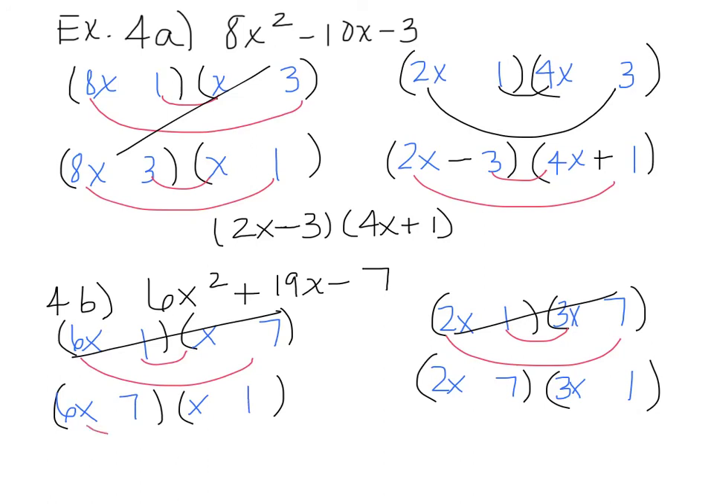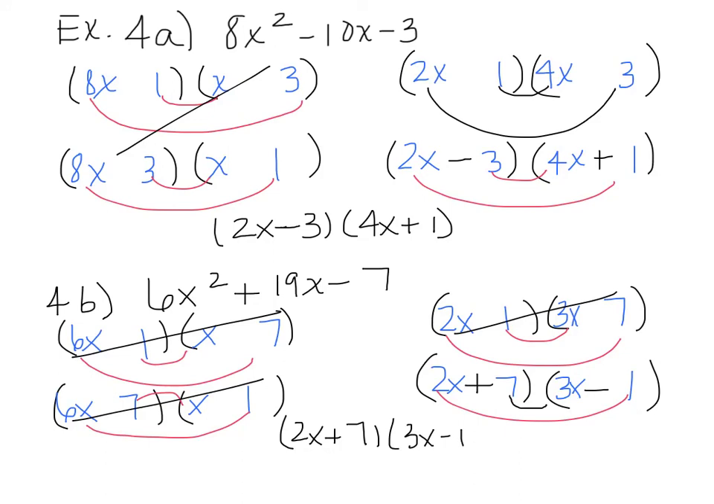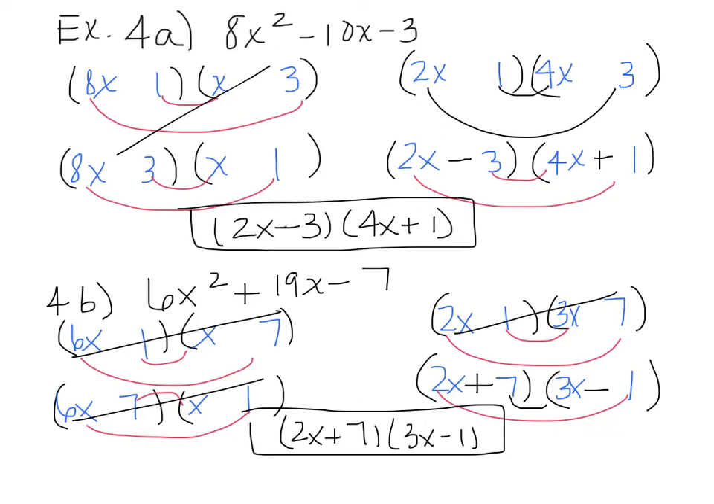Okay, this will make 6 and 7. That won't give us 19. This will make 21 and 2. Yes. Since we need a positive 19, the bigger number has to be positive. That's the 21. And the smaller number has to be negative. So my answer would be 2x plus 7 times 3x minus 1. And if you FOIL it back out, you should get that trinomial that you started with first.